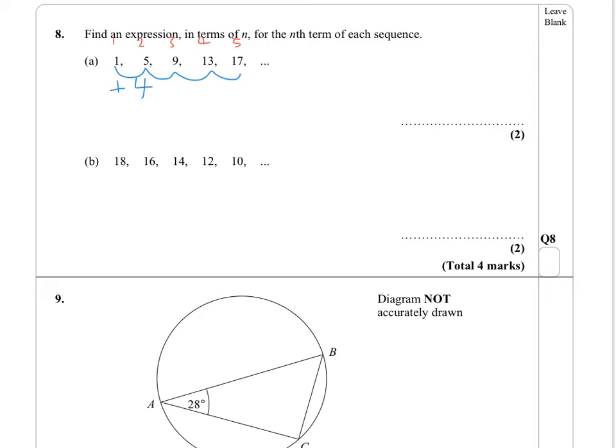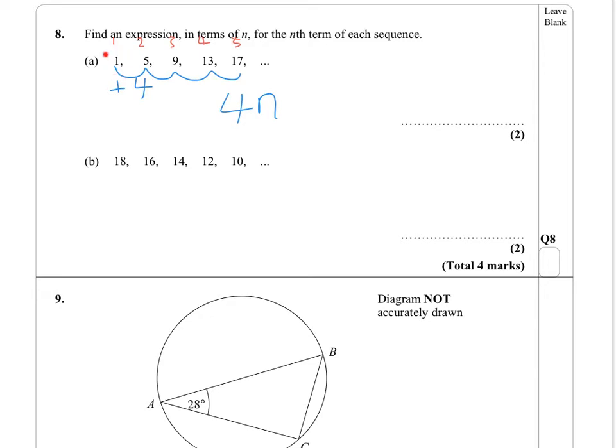Quite simply, the method we use is we take the term-to-term rule, 4, add 4, and we times that by n. n is the position, so we replace n with the position number that we might be looking for. Let's test it on the first position. So let's make n 1. 4 times 1 is 4.